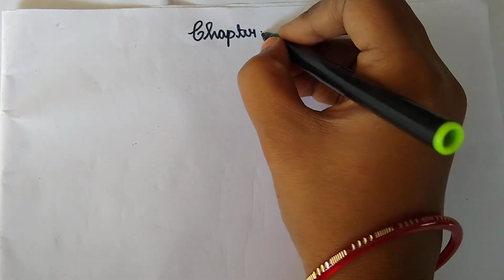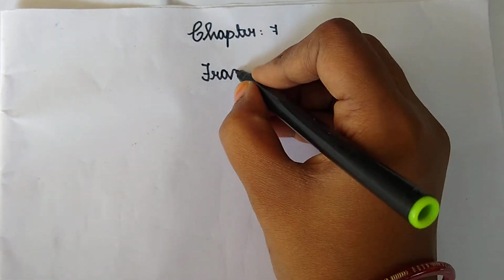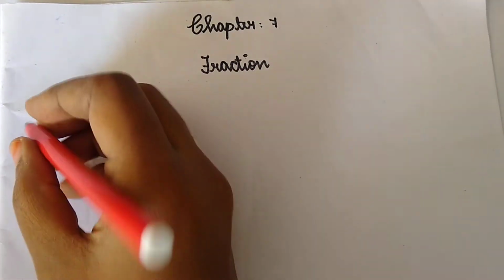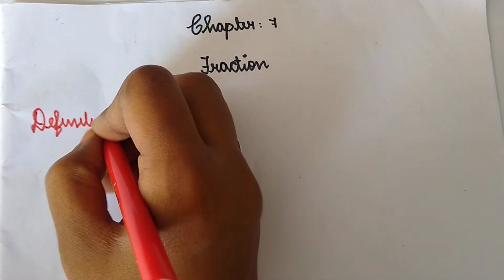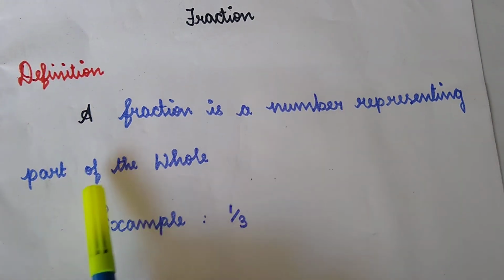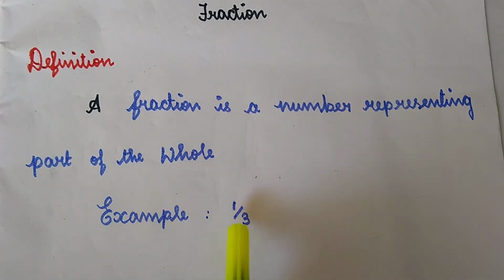Chapter number 7. Chapter name is Fractions. Write the definition of a fraction. A fraction is a number representing part of a whole. Okay, example: 1 by 3.